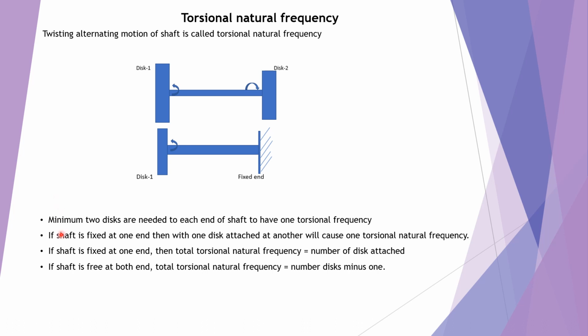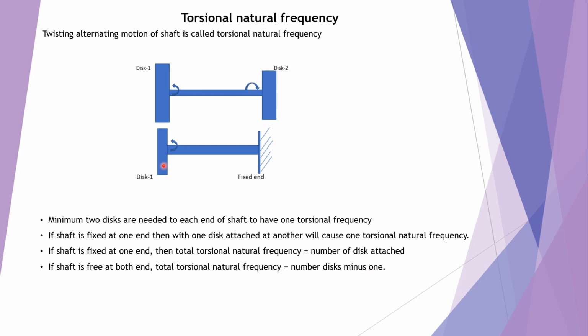the torsional natural frequency. So a minimum of two discs are required, which should be attached at both ends to have torsional natural frequency. If the shaft is fixed at one end, then at least one disc is required to attach to the other end, which will cause the torsional natural frequency. That means we can see that if the shaft is fixed at one end, then the total number of natural frequencies will be the number of discs attached.